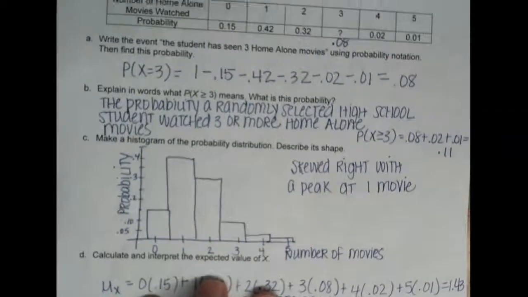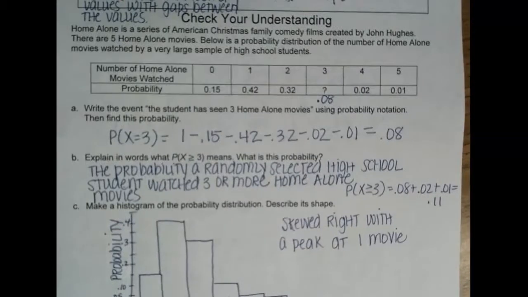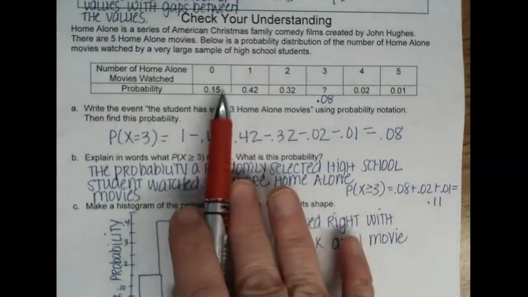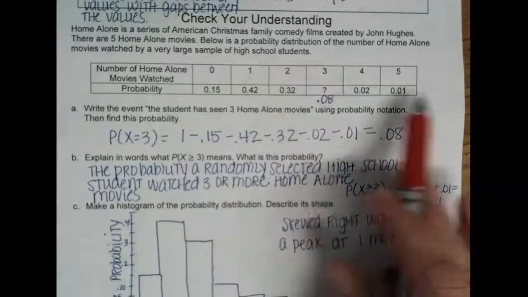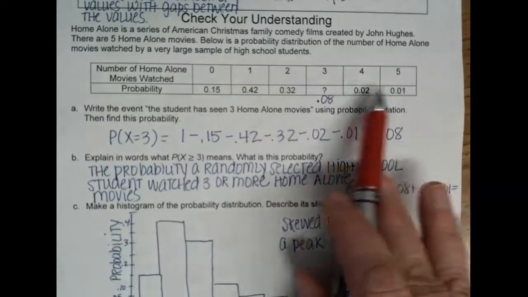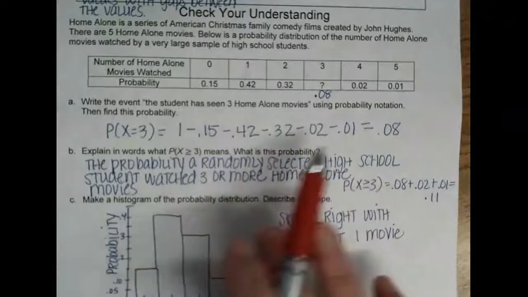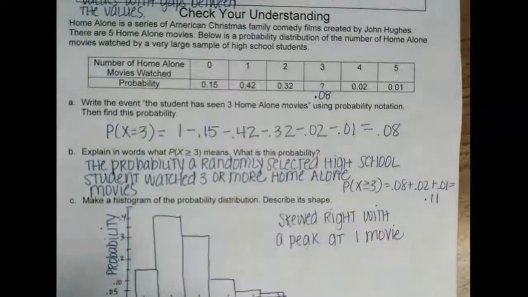All right, so we had our Home Alone movies. Believe it or not, there are 5 of them. It's a series of American Christmas family comedy films created by John Hughes. Below is the probability distribution of the number of Home Alone movies watched by a very large sample of high school students. All right, so here we have our amounts. We had 1 missing, so to find that, we took 1 minus each of these and came up with 0.08, so that's what's going to go there.